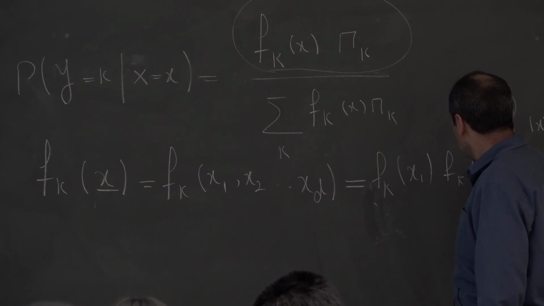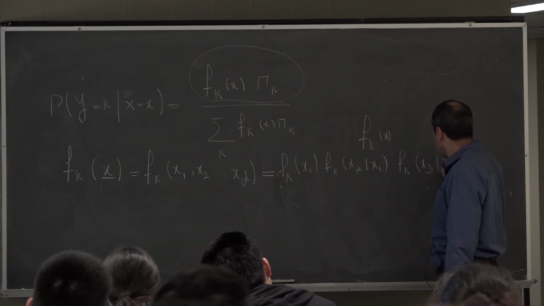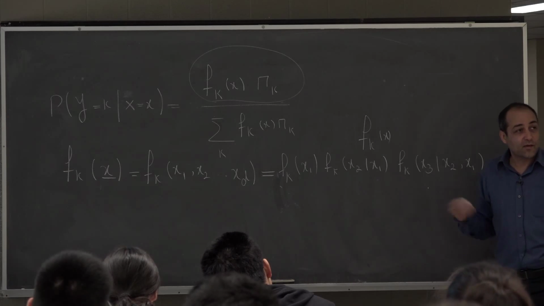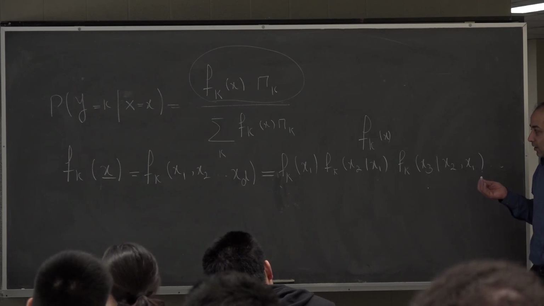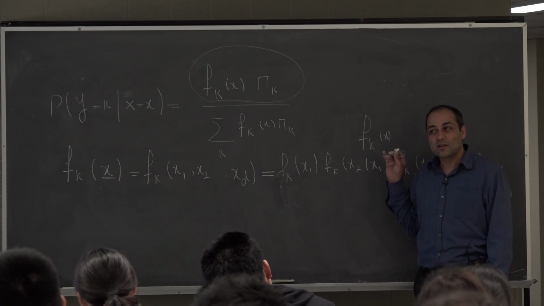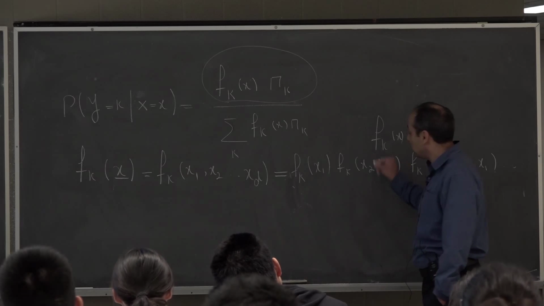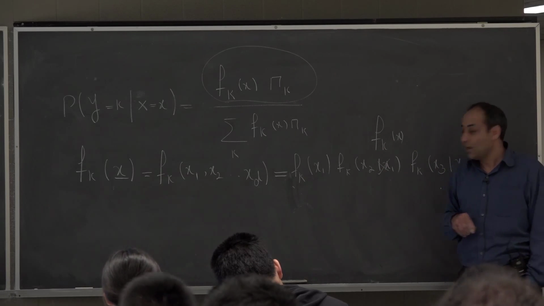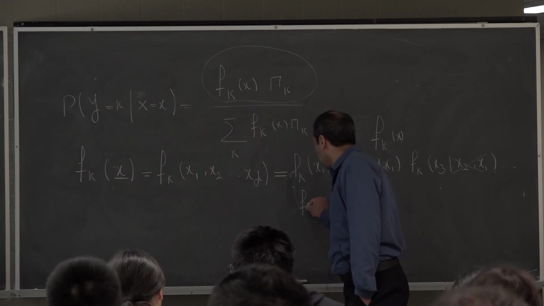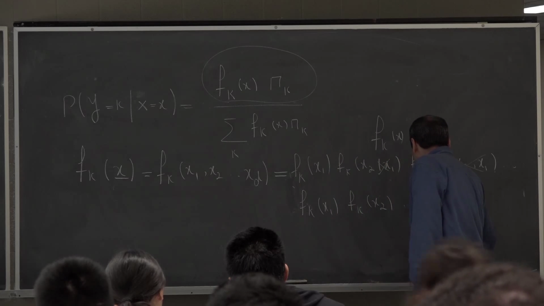times x2 given x1, right? Times x3 given x2 and x1, and so on. And f of xd given x1 up to x(d-1). That's in general. So let's make a naive assumption, and the naive assumption is that there is no conditional dependence here. So I can write it as f(x1), then x2, because I assume that x2 is independent from x1. I assume that x3 is independent from x2 and x1. So basically I assume that it's f(x1) times f(x2) up to f(xd).